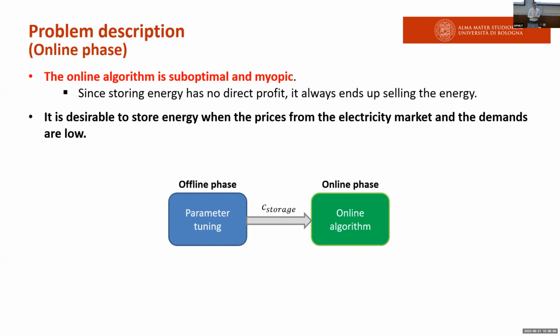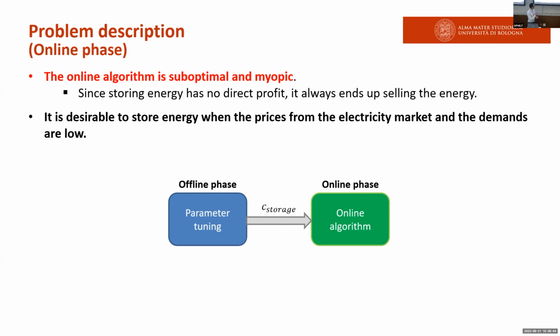What we really want is to store energy when the prices of the electricity market are low, in anticipation of future higher user demand. So the idea is to introduce an additional cost that you see here, the C storage. This is not something concrete, but this cost allows us to take into account the benefit that the storage can introduce. So this cost will be negative when storing energy is profitable, or positive otherwise.